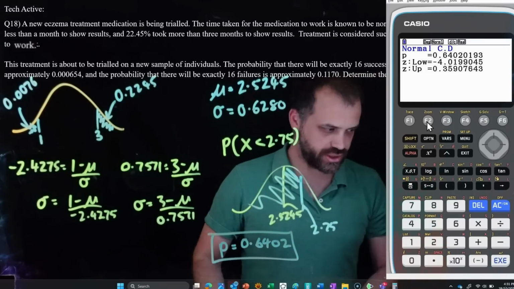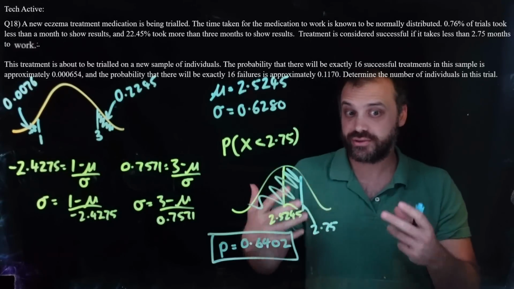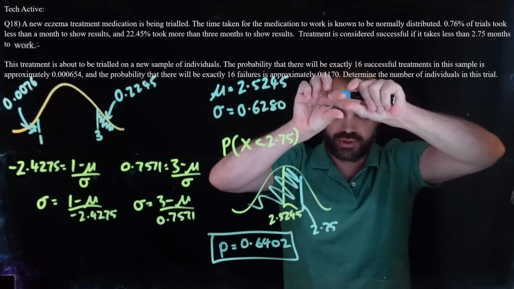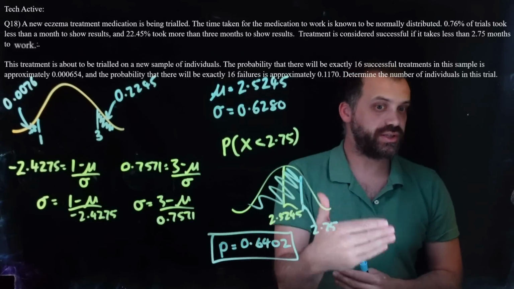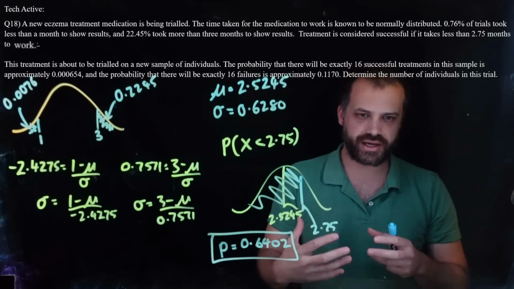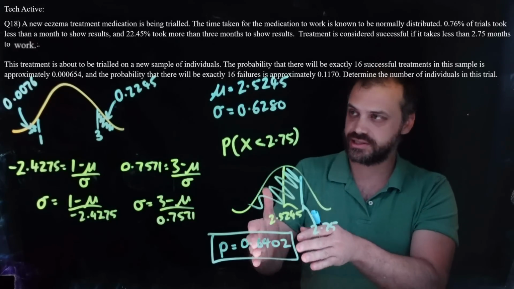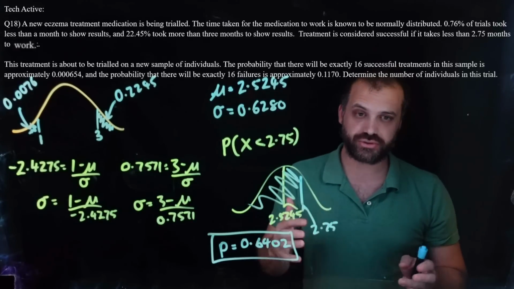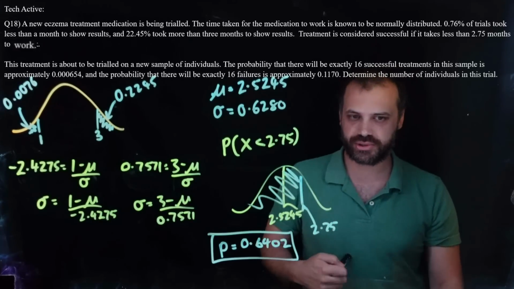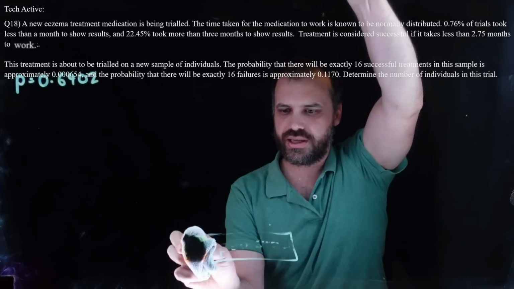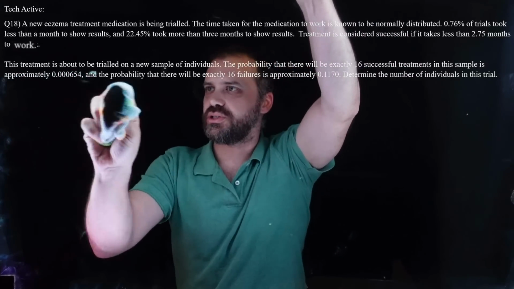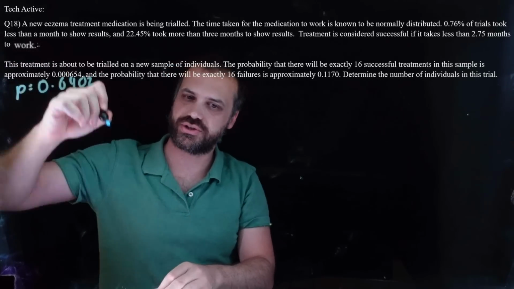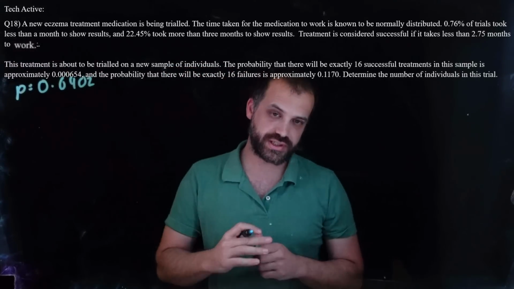Alright, questions like this, the style of complex unfamiliar question that mixes normal with binomial, always get to this stage. It's like, okay, you found the probability of success using your normal distribution. Now that you've got your probability of success, you can forget about your normal distributions and start thinking about your binomial distribution. All right, so I've taken this number here and I've drawn it in a really silly spot. So let's fix that up. P equals 0.6402. And that's just our probability of success now.